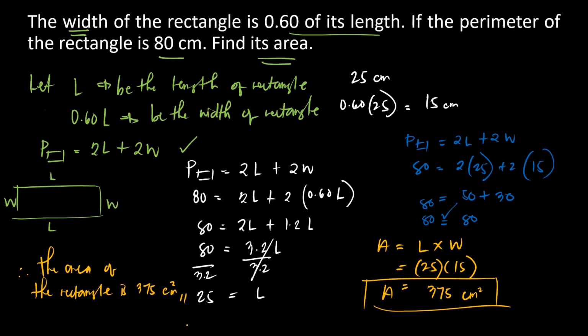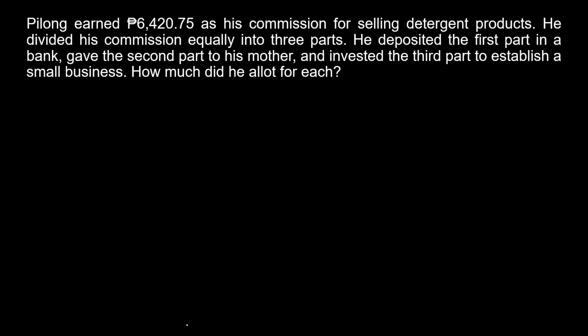Okay? Next. Pilong earned, sorry, let me correct myself. Pilong earned 6,420.75 as his commission for selling a detergent product. He divided his commission equally into 3 parts. He deposited the first part in the bank. Yung second part naman, binigay daw niya sa mother niya. At yung third, ininvest niya sa establishment for the small business. Ngayon, how much did he allot for each?